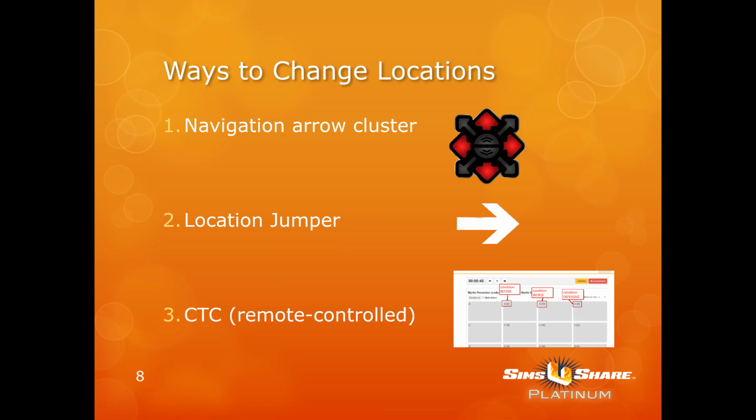The second way we call location jumper, and that's almost like you're pulling an arrow off of that cluster and just putting it anywhere in the picture. Right here, it's in the shape of a white arrow, but in a simulation, you can change that shape. You can even make this invisible.